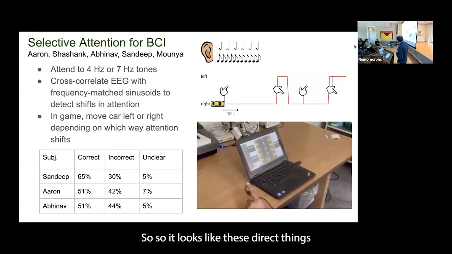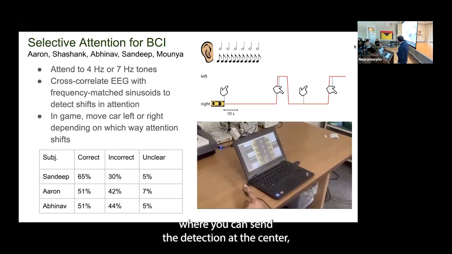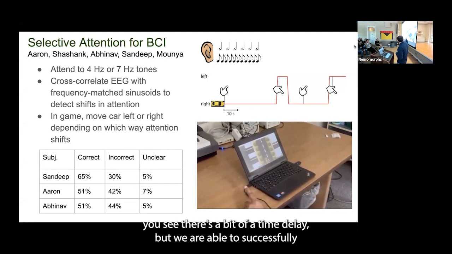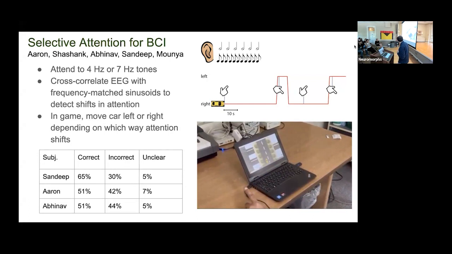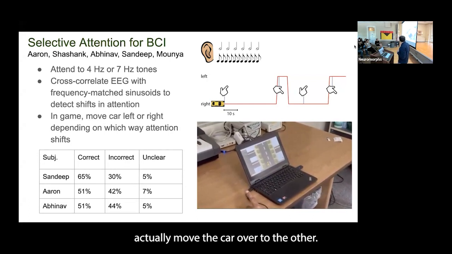So this is what it looks like. He's directing where he's going to send his attention with his finger. You see there's a bit of a time delay, but we are able to successfully eventually move the car over to the other lane.